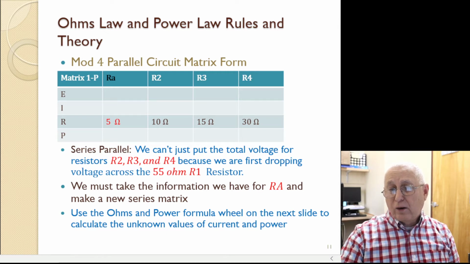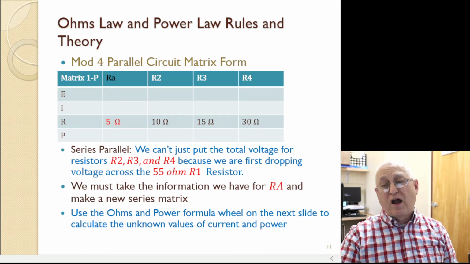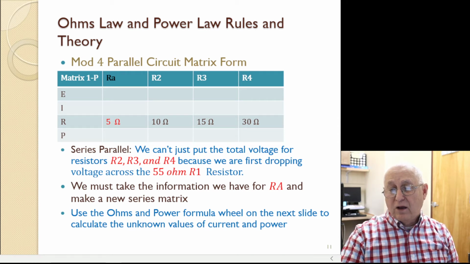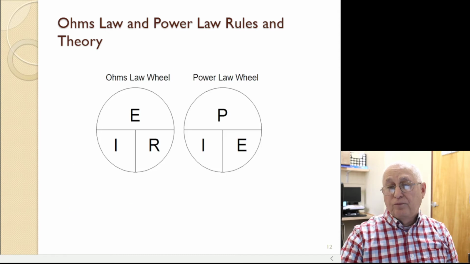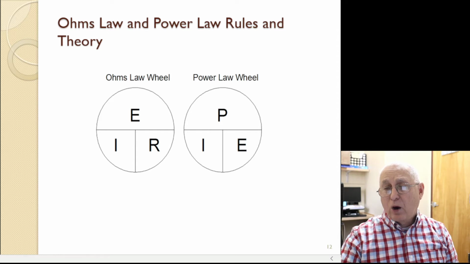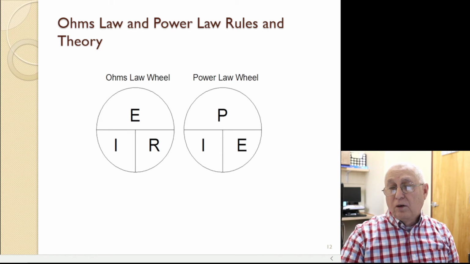So in a series parallel, we can't just put the voltage for the resistors R2, R3, and R4 because we are first dropping voltage across the 55 ohm R1 resistor. We must take the information we have for RA and make a new series matrix. Use the Ohm's law and power formula wheel on the next slide to calculate the unknown values of current and power. Here are those two formula wheels. This is the Ohm's Law wheel. This is the power wheel. This is voltage, current, resistance, power, current, voltage.